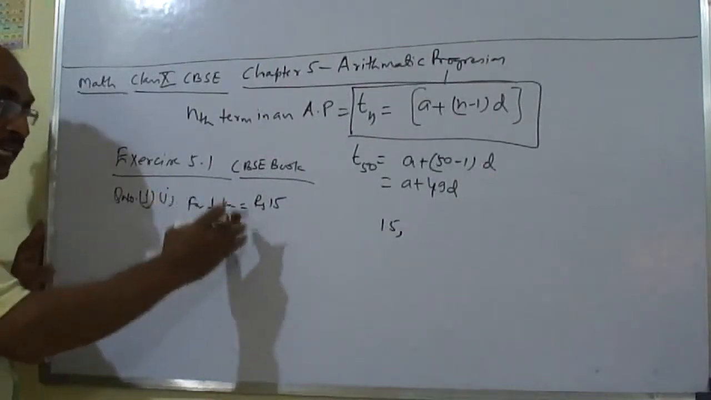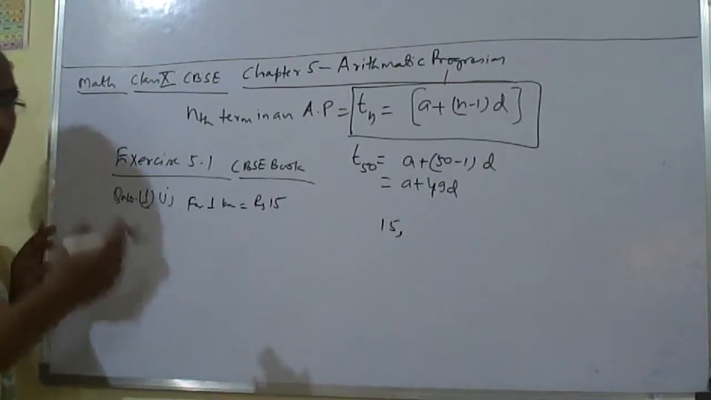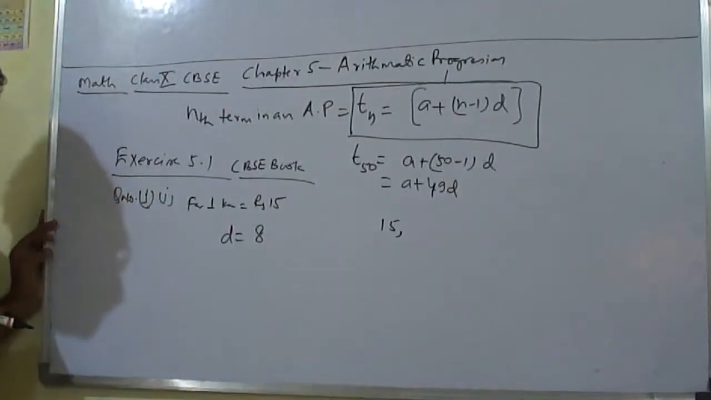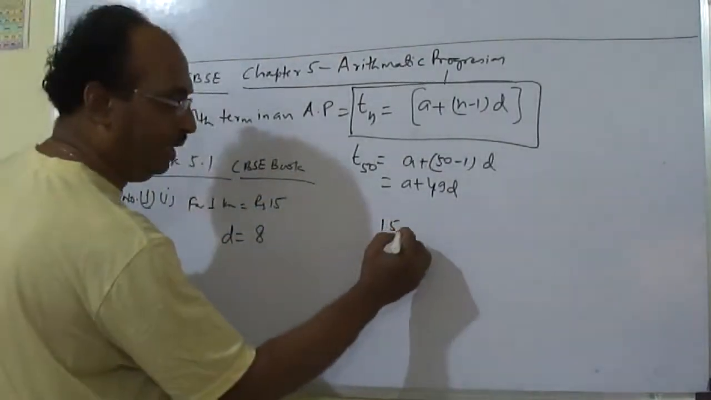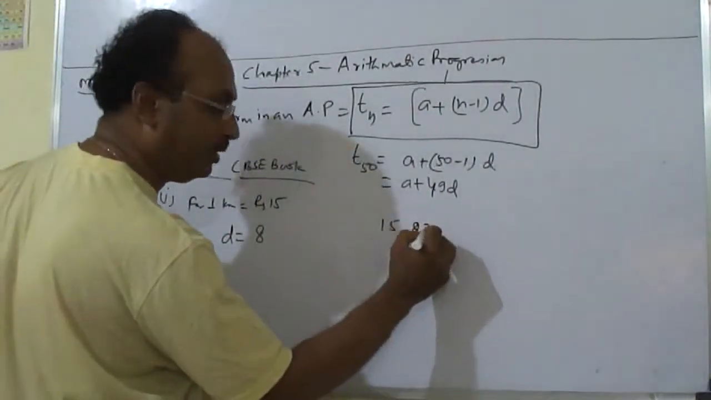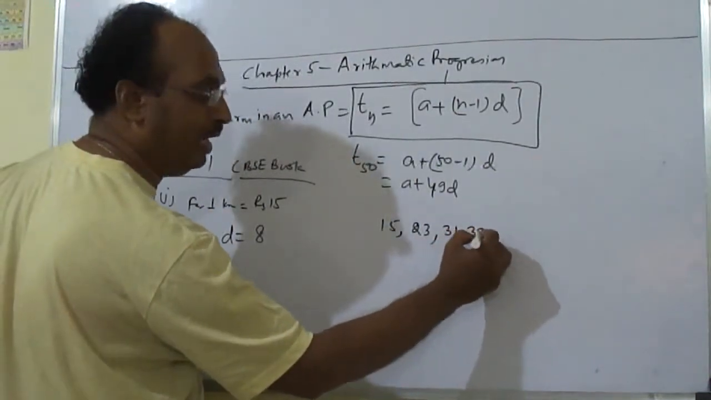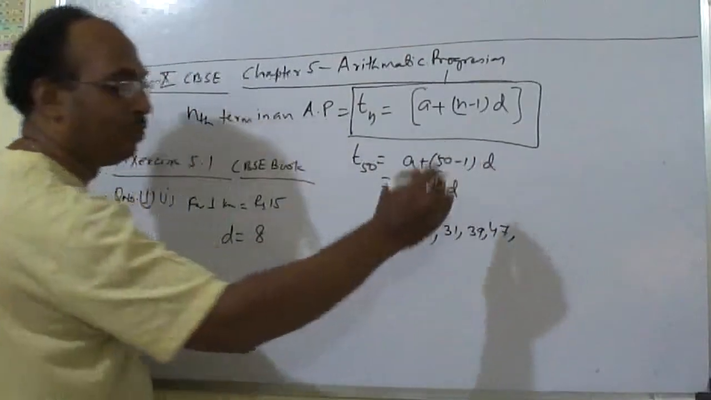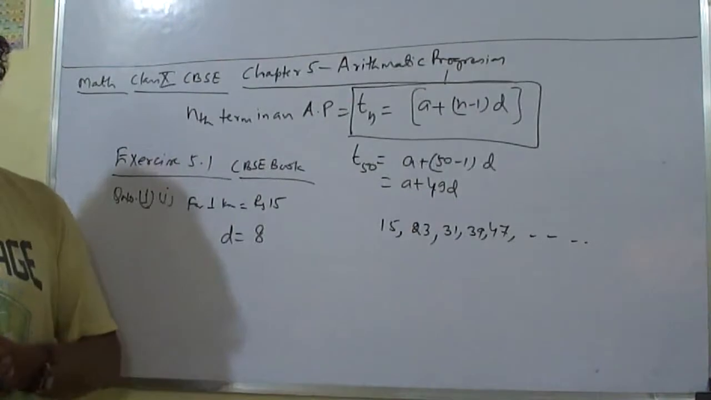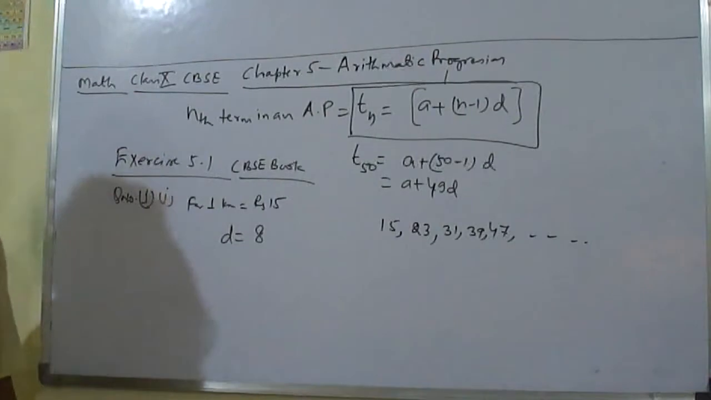After each kilometer, rupees 8 is getting added, so the common difference D is 8. So 15 plus 8 is 23. Then for the third kilometer, 23 plus 8 is 31. Then further 8, 39. Then further 8, 47. Like this it will go on. So is this forming an AP? Yes, it is forming an AP. Have you understood now?